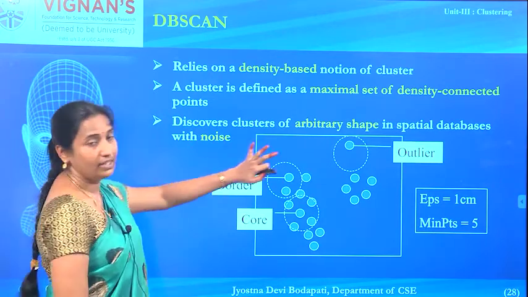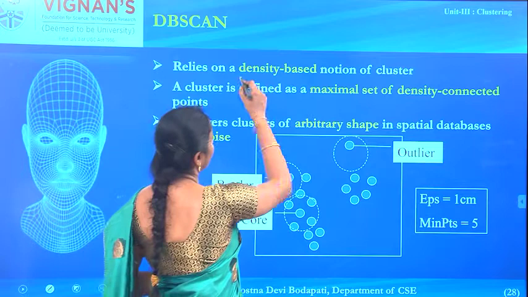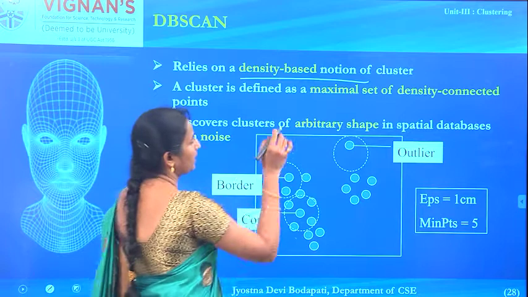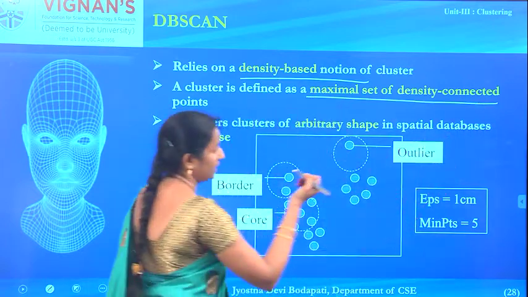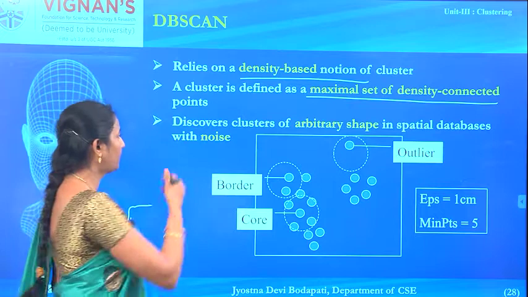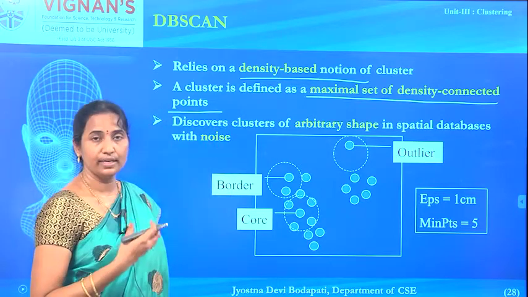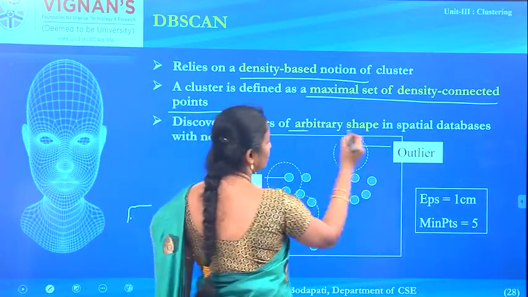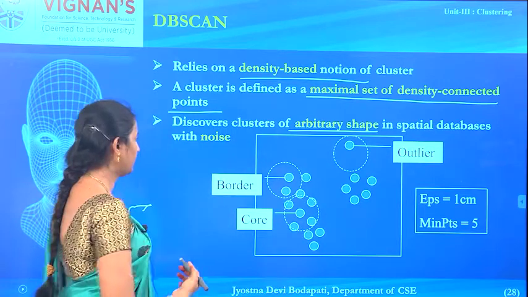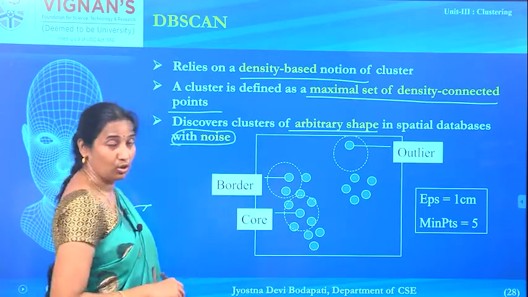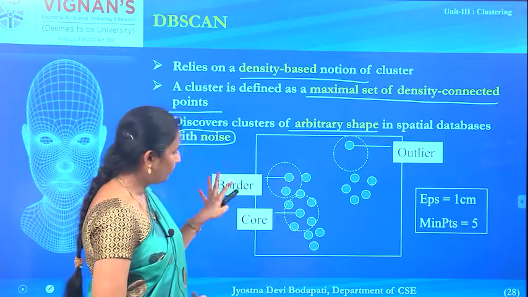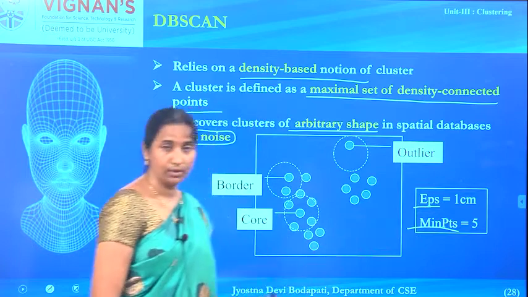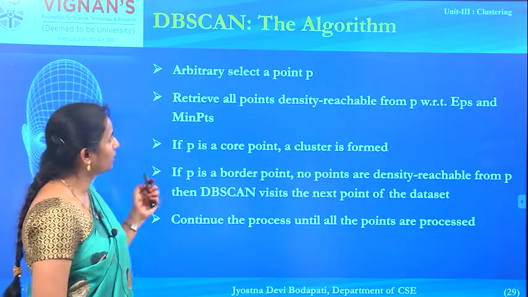The DBSCAN algorithm works on the principles of the density based notion of clusters, and in density based clustering, a cluster is defined as a maximal set of densely connected data points. That's how we define a cluster in density based clustering algorithms. DBSCAN is very good at finding arbitrary shaped clusters, and it can deal with noise very well also. We already defined what border points, core points and outliers are, and we already defined epsilon and minimum points also. Now let's see how the algorithm works.